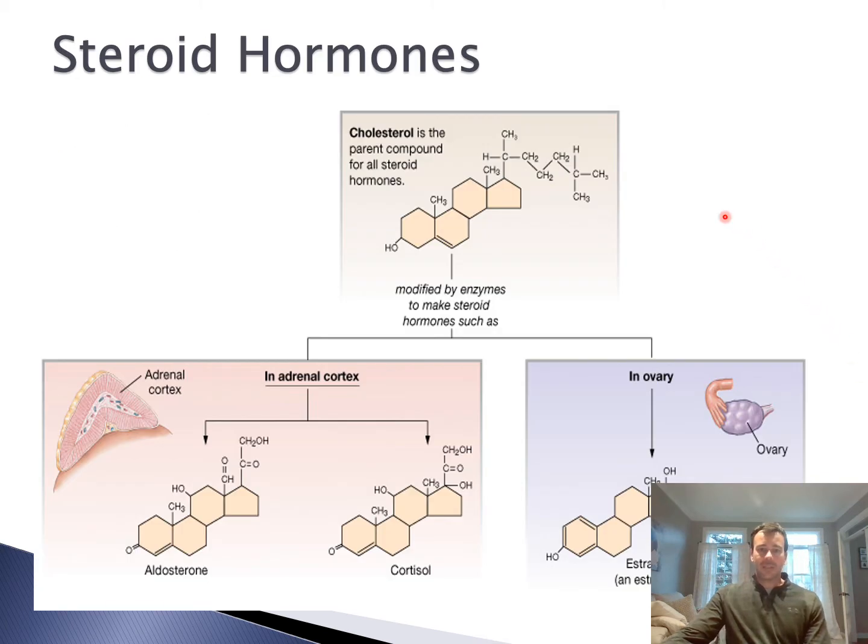Again, cholesterol is the parent compound for all steroid hormones, and I've shown you the complex structure of cholesterol before. In the adrenal cortex, you can make aldosterone or cortisol. You can see these things get a little bit more water soluble than cholesterol. In the ovaries, you produce estradiol, which is just an estrogen.